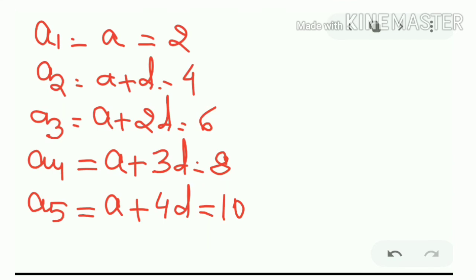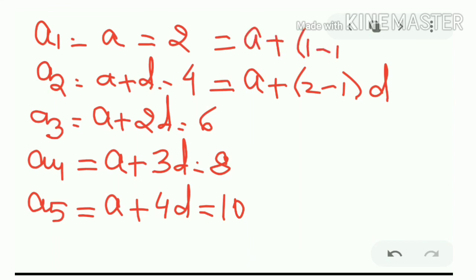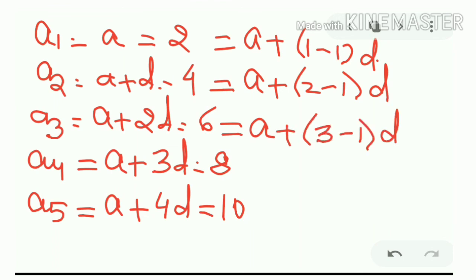Now what can you observe? Can you observe one thing? A1 is equal to A, A2 is equal to A plus D, which can be written as A plus 2 minus 1 into D. And A1 means A plus 1 minus 1 into D. What is A3? A3 is A plus 2D, which can also be written as A plus 3 minus 1 into D. How to write A4? What is A4? A plus 3D, so 3 can be written as A plus 4 minus 1 into D.